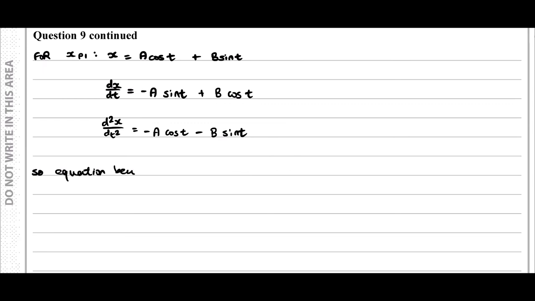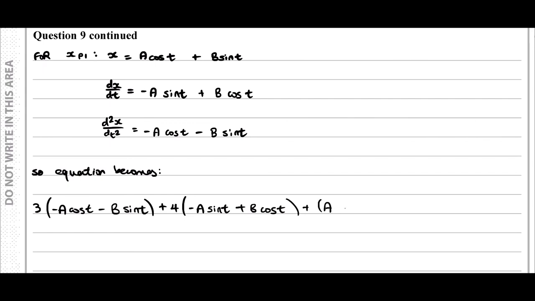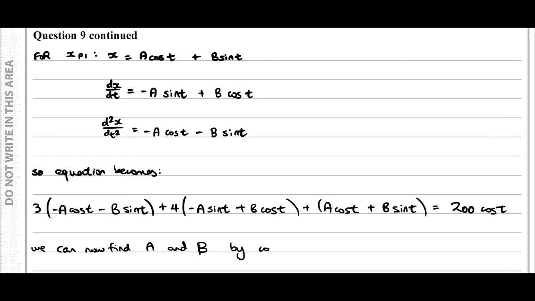So the equation becomes 3 lots of (−a cos t − b sin t) plus 4 lots of (−a sin t + b cos t) plus 1 lot of (a cos t + b sin t), and this is equal to 200 cos t. We can now find the values of a and b by comparing coefficients.